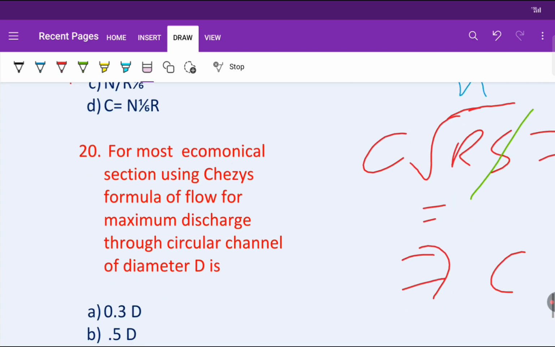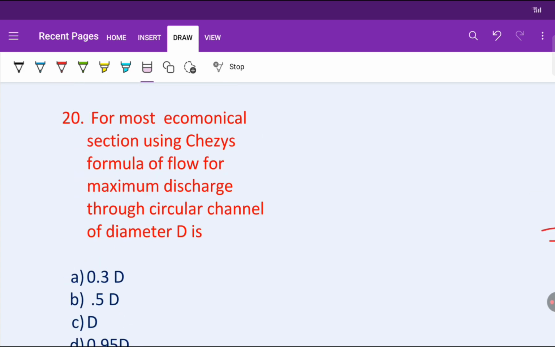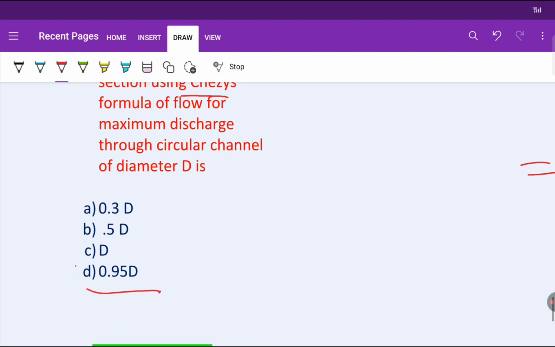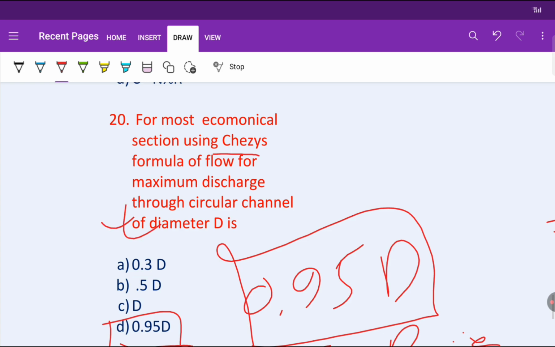Okay. So let us move to the next question, our final question, that is, for the most economical section using Chezy's formula of flow for maximum discharge, the circular channel of diameter d is? If you derive the expression for maximum discharge by using Chezy's formula, then in terms of d you will get this value. This is 0.95 of d. So if the section is 0.95 of the diameter of the circular section, then it will give maximum discharge.